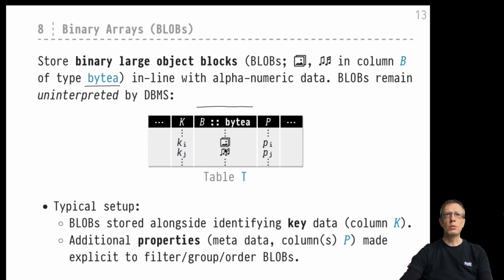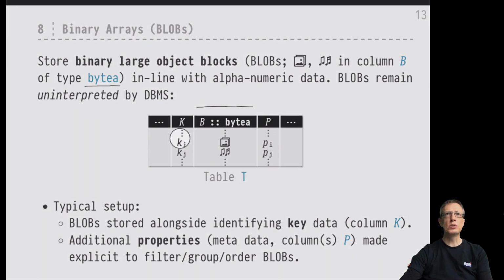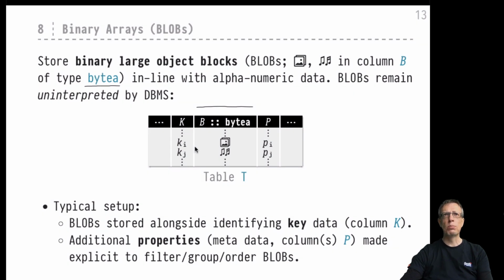To retrieve this data meaningfully, it's normally customary to accompany such binary data by key fields that we can use in queries to identify a particular row of such a table T. So we would not look for particular binary patterns inside the binary large object blocks that we've stored themselves, but we would rather use additional keys to locate particular image files, to locate a particular binary object that we've stored.